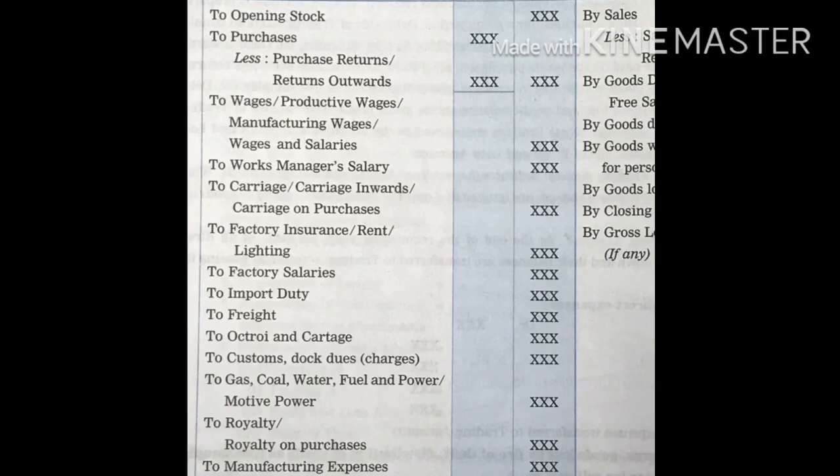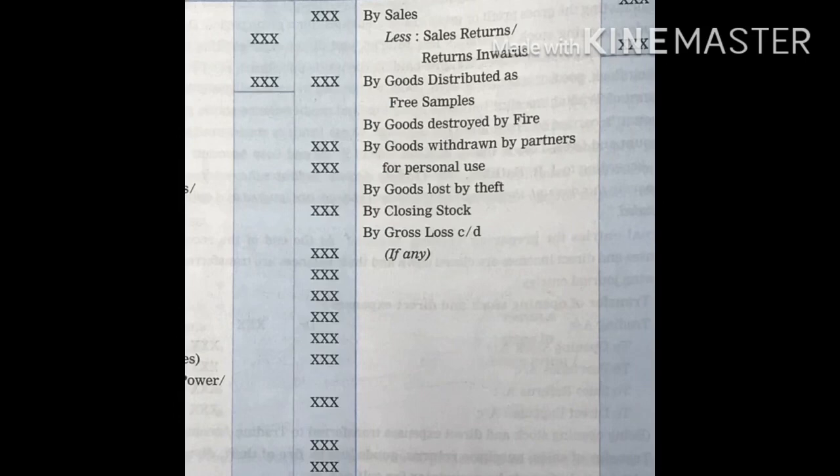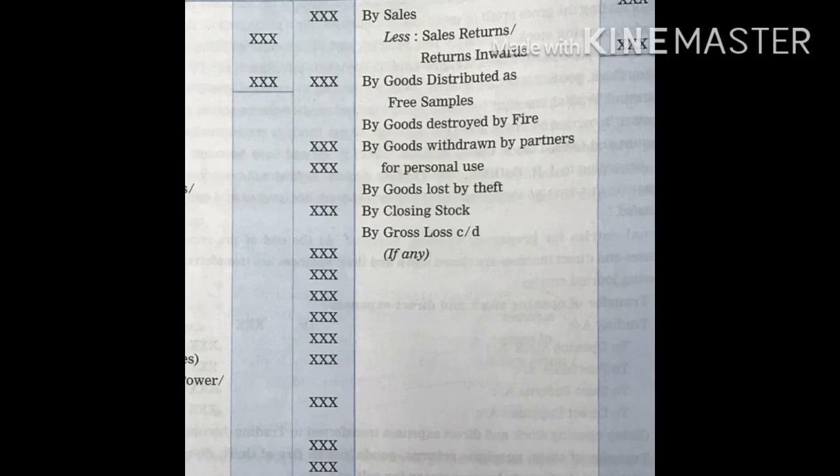Now, see on the credit side, the main two items are sales. Sale means the total quantity of goods sold by the business enterprise. Sale is the main source of income of trading organization. This includes both cash and credit sales. Sale of fixed assets is not included in sales.